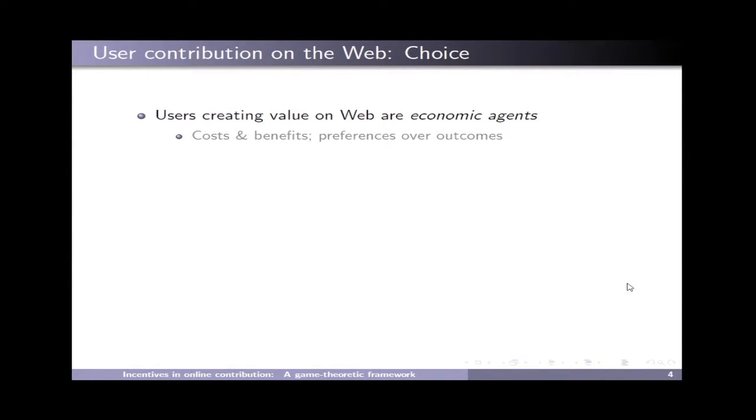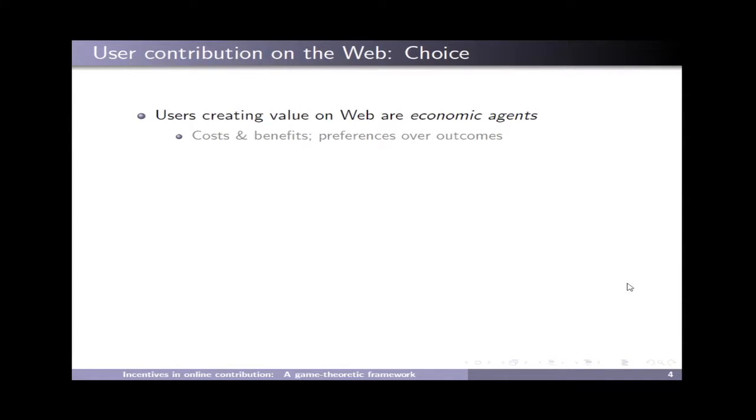What do I mean by economic agents? That term is used in a variety of contexts with different meanings. The sense in which I use the term is also a standard one, which is really actors who take decisions in a system. They have their own costs and benefits and preferences over outcomes.